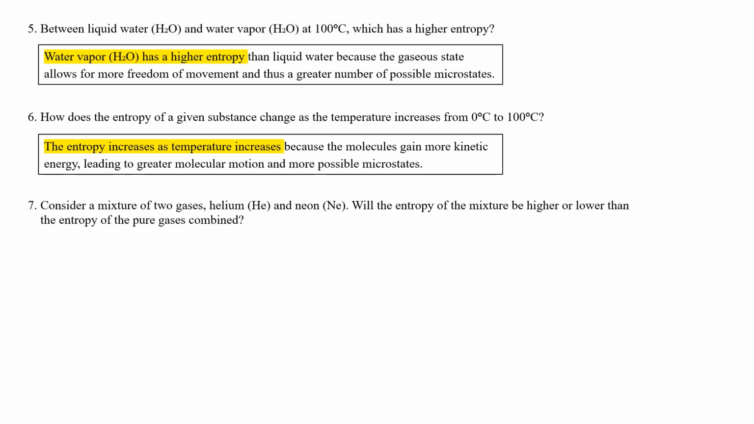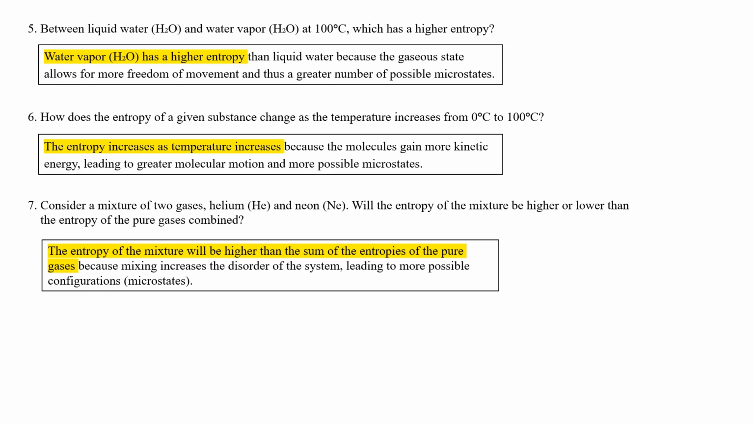Consider the mixture of 2 gases, helium and neon. Helium and neon are inert gases, another name is noble gases. They are located at group 8A, or group 18, the last column of the periodic table. Will the entropy of the mixture be higher or lower than the entropy of the pure gases combined? The entropy of the mixture will be higher than the sum of the entropies of the pure gases. The reason is mixing increases the disorder of the system, which leads to more possible configurations or more microstates than the individual gases.